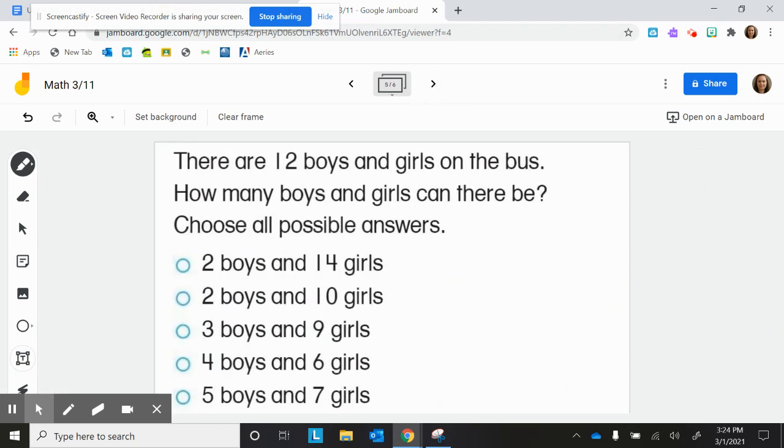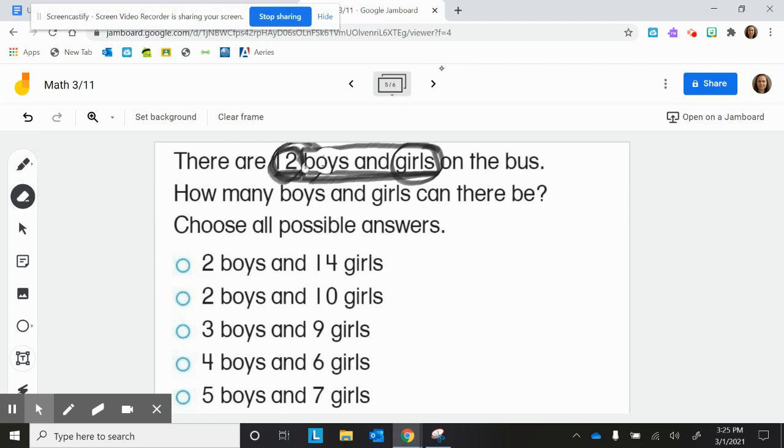Now this is on the back of that page. So turn your page to 172 in the back. Very good. Let me read this one for us. It says, there are 12 boys and girls on the bus. So how many girls? Well, we know that there is a total of 12 kids. There are 12 boys and girls. So we don't know. We know there's 12 kids, but some of them are boys.